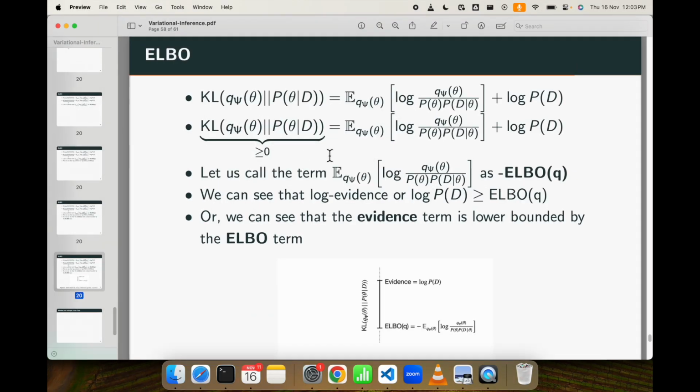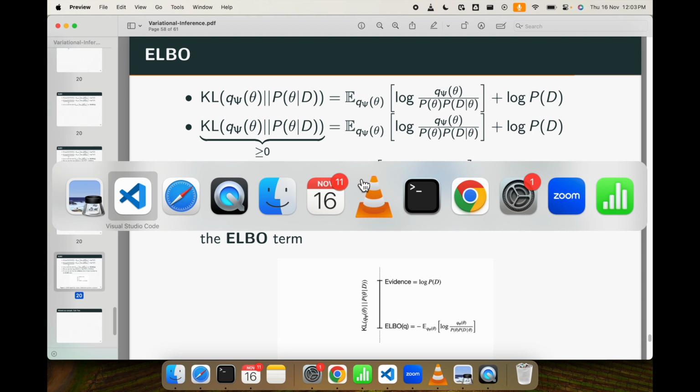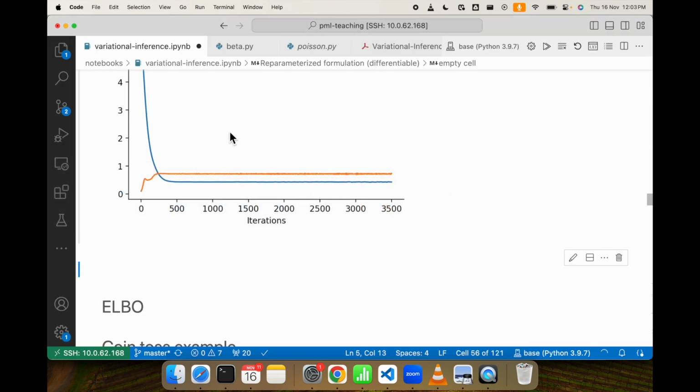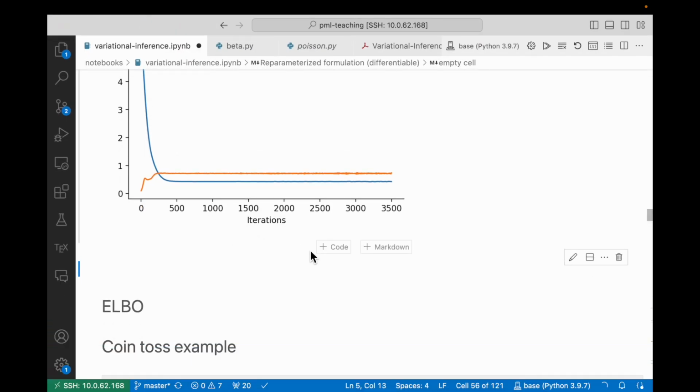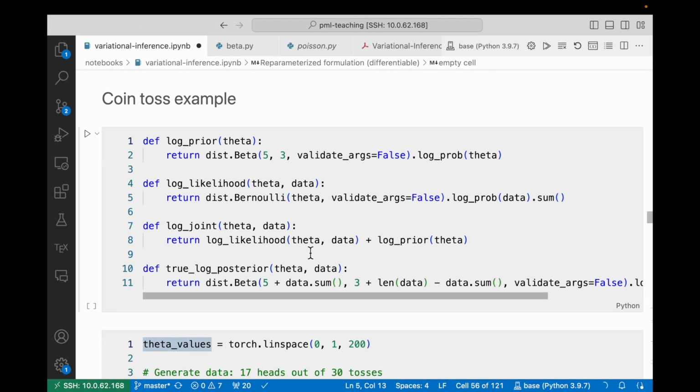We now look at some code where we're trying to compute this quantity, this expectation. Again, if we have to compute this expectation, we have to use Monte Carlo sampling. We'll be going back to the coin toss problem. I've just defined the log prior, log likelihood, log joint, and the true log posterior.